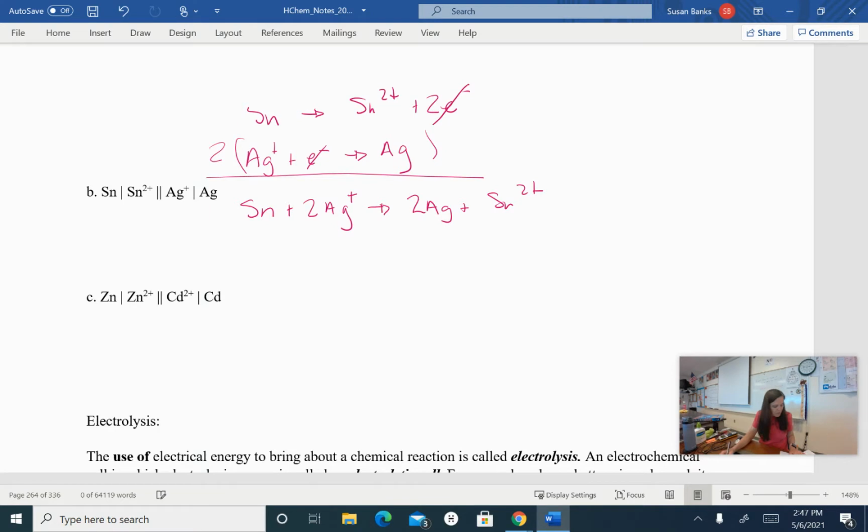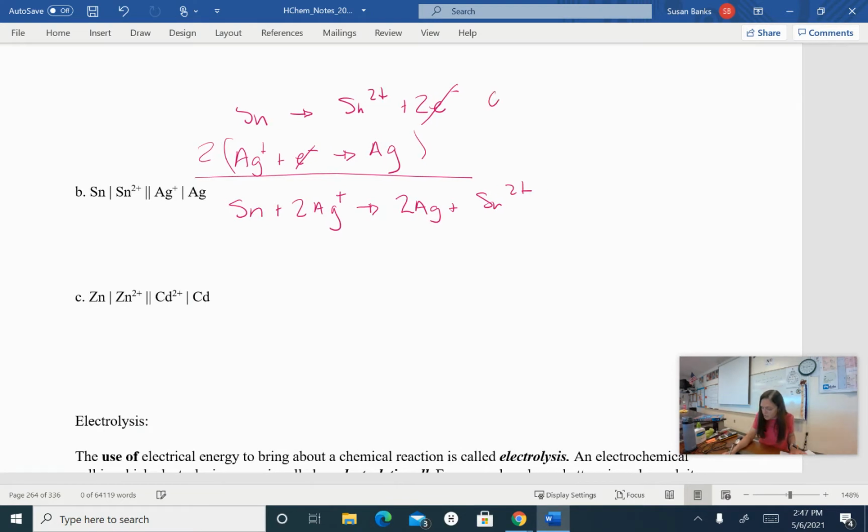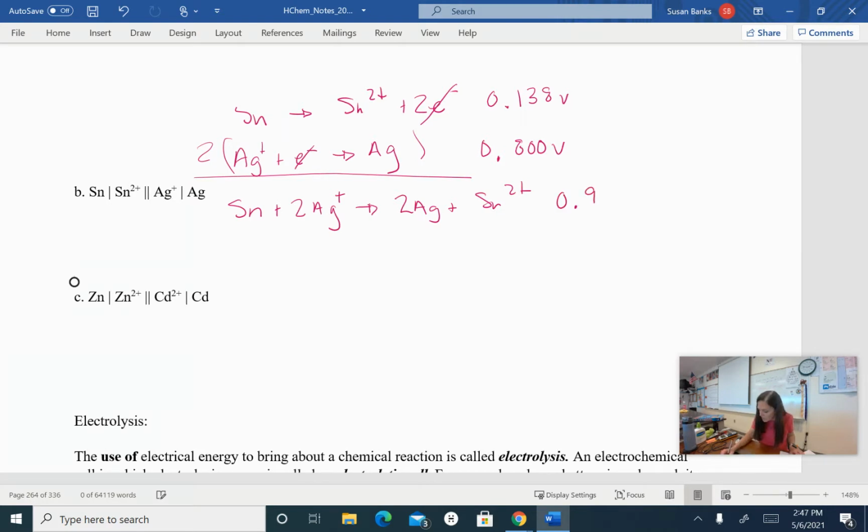Okay, now let's put on our voltages here. So if I had my voltages here, I would have 0.138 volts for my tin, and my silver is 0.800 volts. So when we add this together, we get a total voltage of 0.938 volts. So that is a spontaneous reaction.